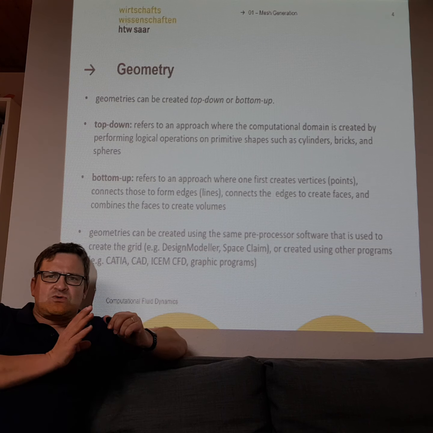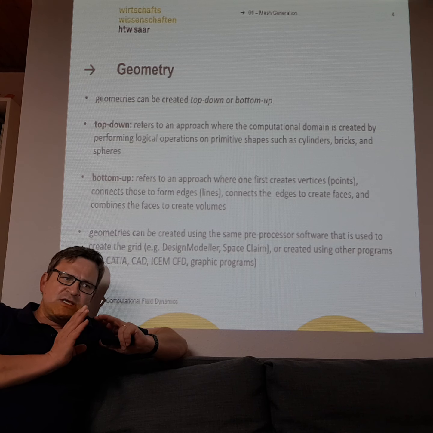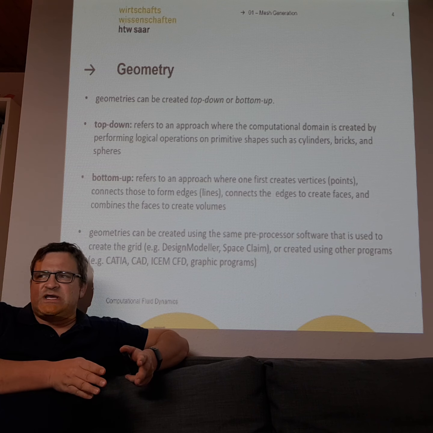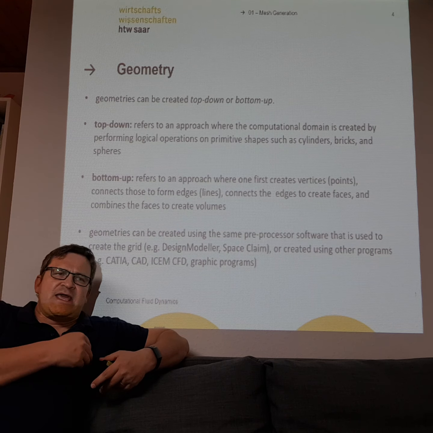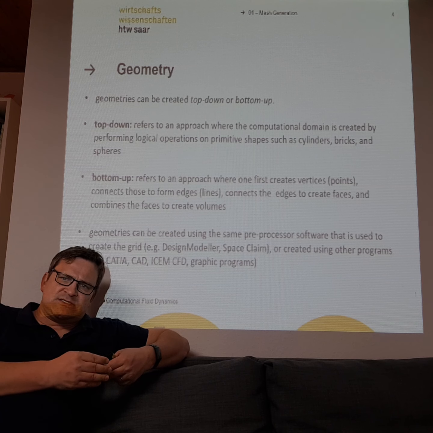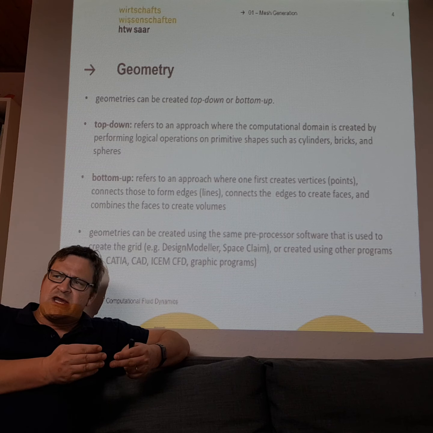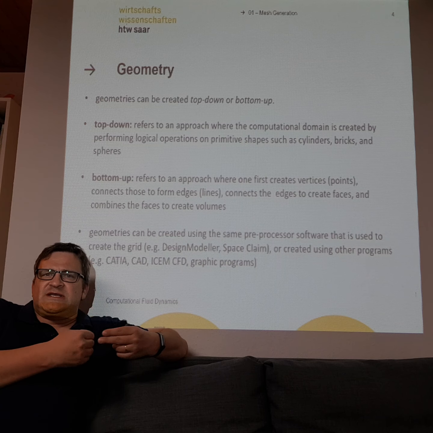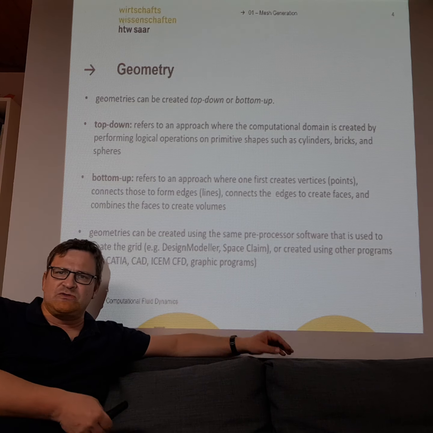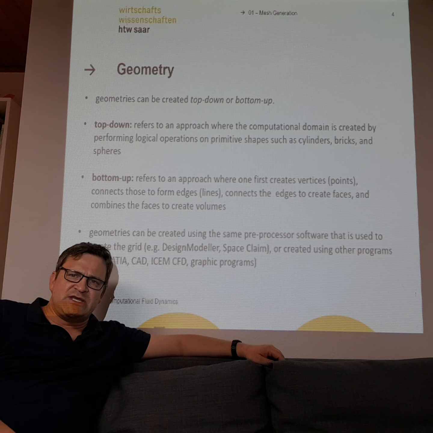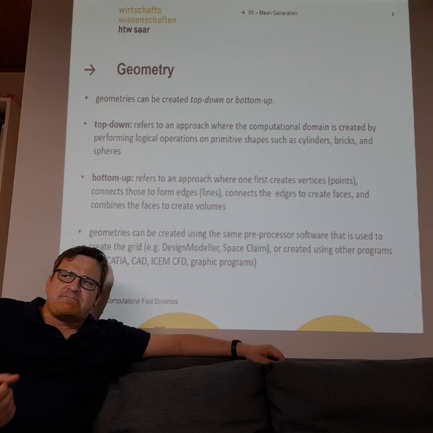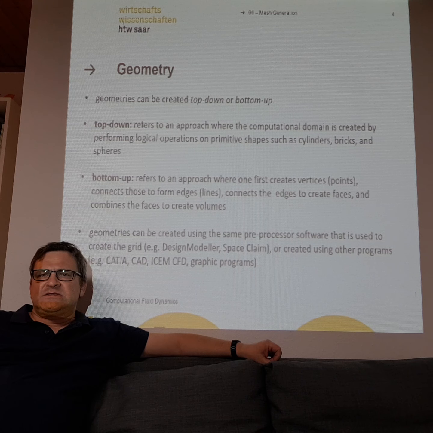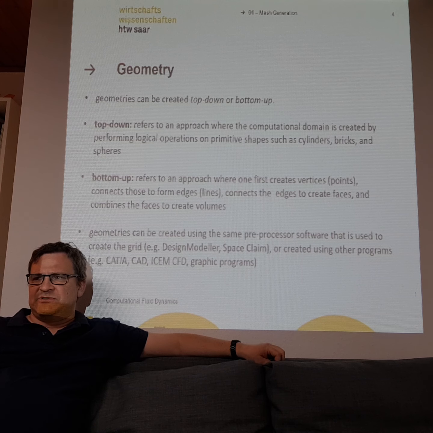Doing this is quite advanced. It takes most of the time of your simulation job, and a lot of mistakes can happen. If you do a bad mesh, you will get problems. You can never solve your numerical simulation if you have bad meshes. And you need help to build up a geometry.